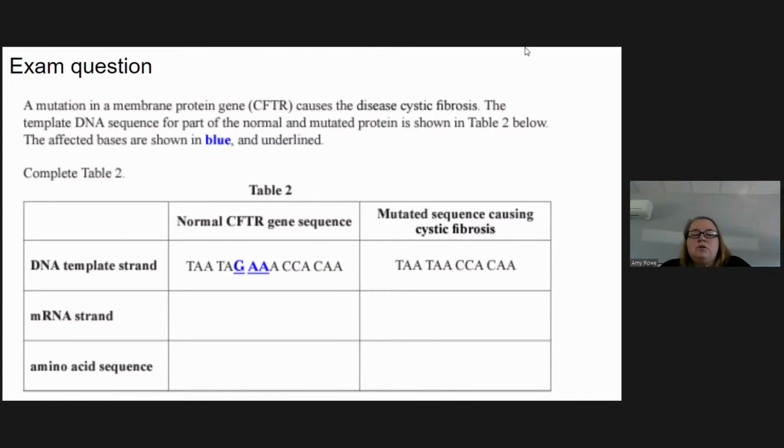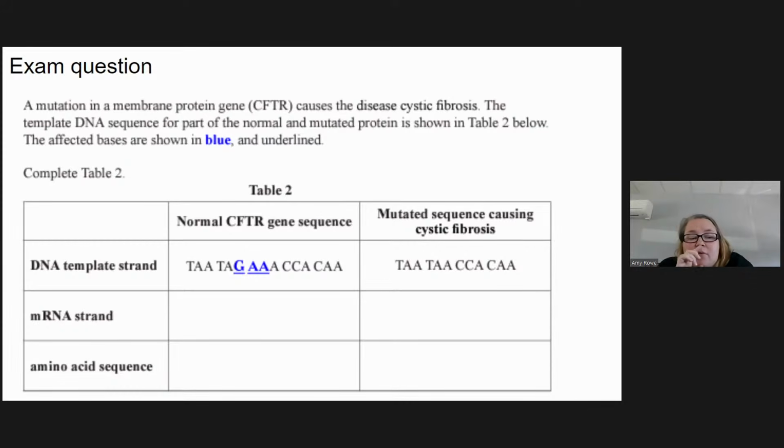So this is our normal gene sequence for the CFTR gene, and you can see that these 3 bases have been underlined. This is our mutated sequence. Okay, there are no underlined parts here. If you count up your groups of 3, or your triplets, you've got 1, 2, 3, 4, 5, and over here you have 1, 2, 3, 4. So what's happened is that these 3 bases are missing from our DNA template strand. Okay, they have been deleted. We are talking about a deletion mutation.